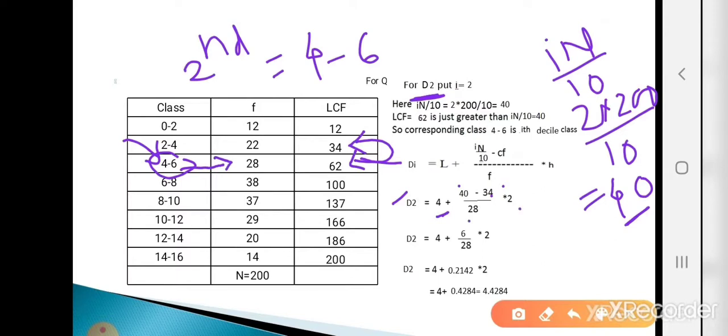And H is the class width. How to calculate the class width? Upper limit minus lower limit. Here the upper limit is 6 and the lower limit is 4. So 6 minus 4, that is 2. Okay, now in the next step, 4 plus (40 minus 34), that is 6, divided by 28 as it is, multiply by 2. Then 6 divided by 28, that is 0.2142, multiply by 2, that is 0.4284. And 4 plus 0.4284, that is 4.4284. So this is the value of the second decile, that is D2.